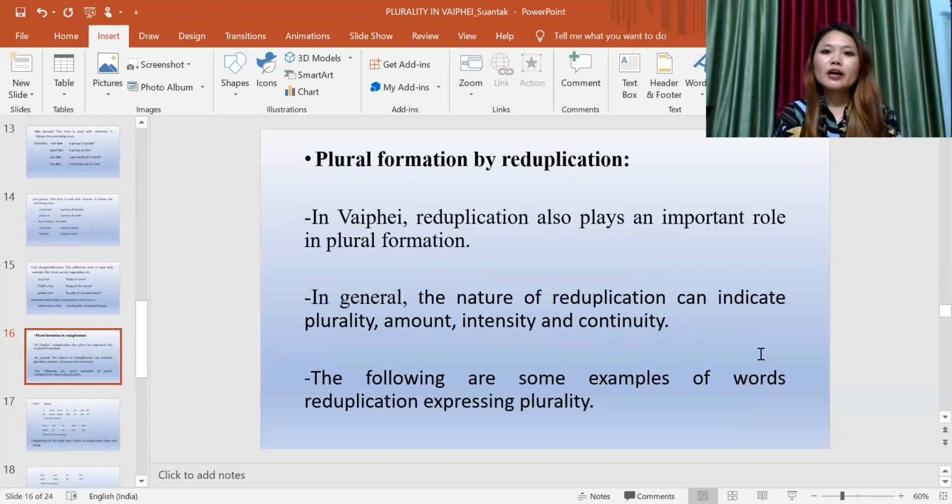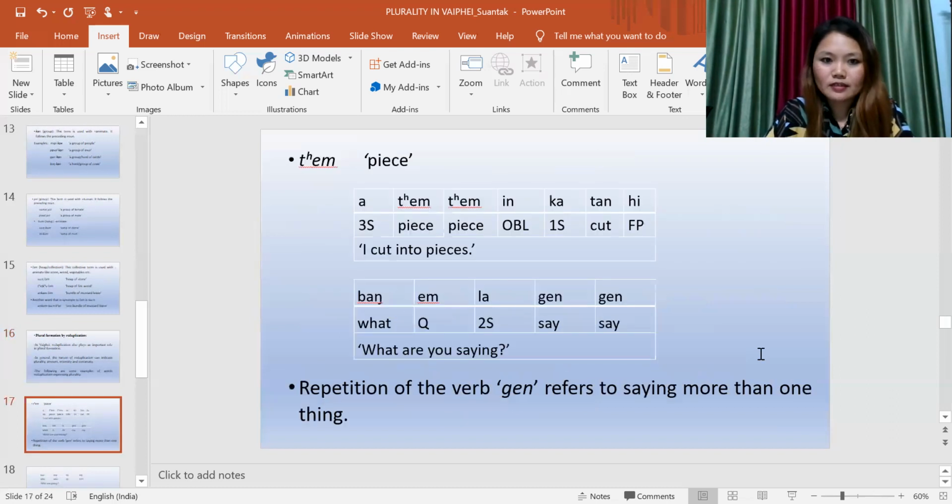And plural formation by reduplication. Reduplication also plays a very important role in plural formation. In general, the nature of reduplication can indicate plurality, amount, intensity, and continuity. Here, our main concern is plurality. So let's look at some of the examples.